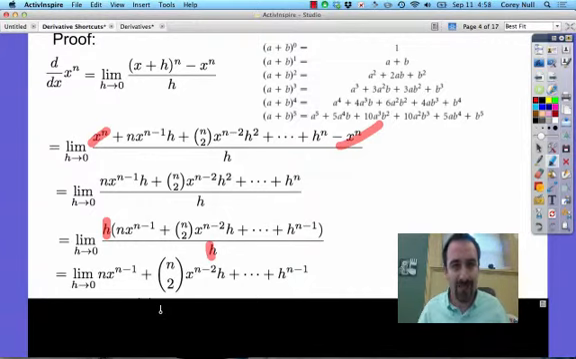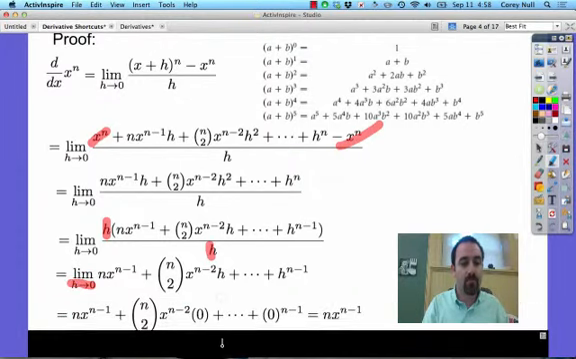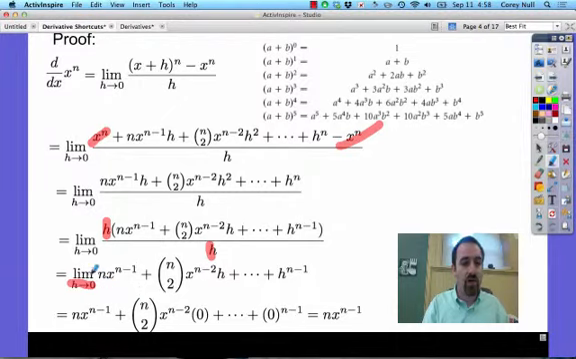What kind of function is this? It's a polynomial. Are polynomials continuous? Yes. So I'm allowed to plug in h equals 0 into this. Sweet. Let's see what happens. The first term has no h in it. It's just what it is.